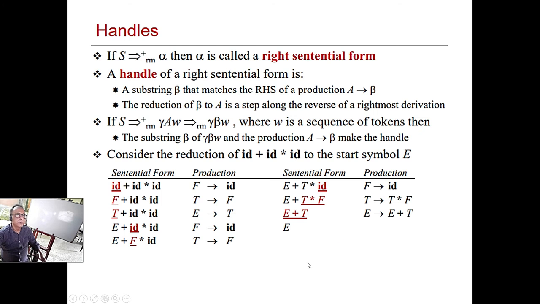Let's see here, this is a sentential form. They have used the production rule. For a right sentential form, a handle is a substring beta that matches the right-hand side of a production, and the reduction of beta is a step along the reverse of the rightmost derivation. This is what the handle is. So if a rule exists but is not used in the rightmost derivation, then it is not a handle.